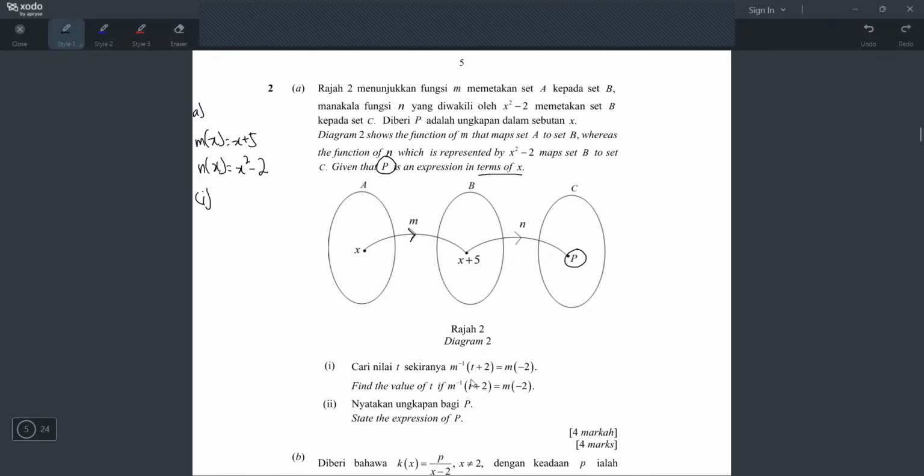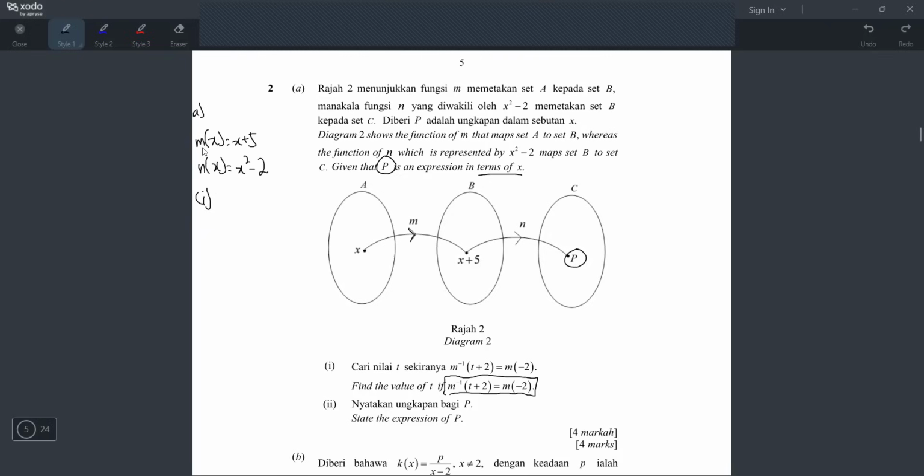So the first question, what I will do is write down this thing first. M inverse (t plus 2) equals m(negative 2). I think the first thing is to find m inverse x. Do you agree? Because if I want to find t using this, I need to make sure I have mx and m inverse x. Then only it's possible to solve for t. But now I only have mx and nx. So definitely I need the m inverse now. So let's find m inverse.